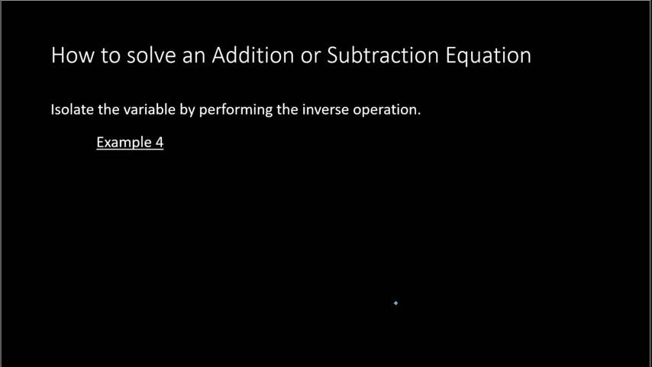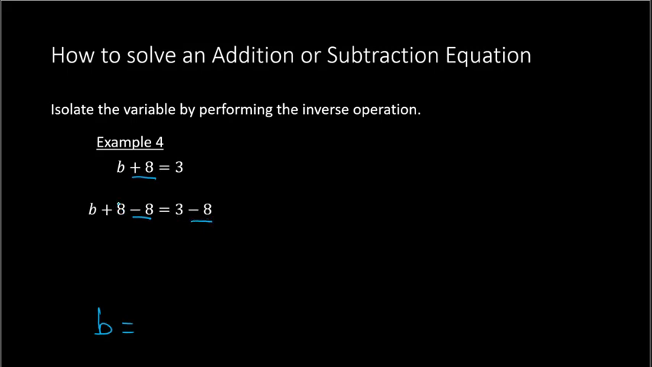Next example, we have b plus 8 equals 3, and you are to solve for the variable. So again, we must isolate the variable, meaning get b by itself to figure out what it is equal to. So to do that, we must get rid of this plus 8 by doing the inverse operation. The inverse of adding 8 would be subtracting 8. So we subtract 8 from both sides of the equation.